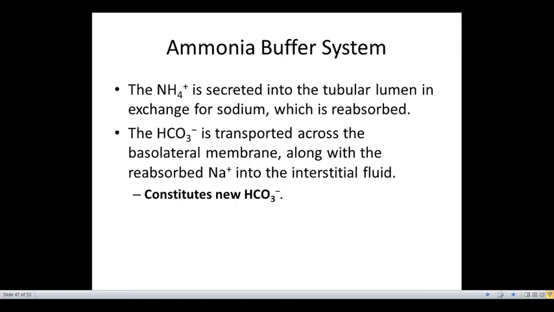The ammonium ion is secreted into the tubular lumen in exchange for sodium, which is reabsorbed. The bicarbonate is transported across the basolateral membrane along with the reabsorbed sodium into the interstitial fluid, and this again constitutes a new bicarbonate being added to the blood.